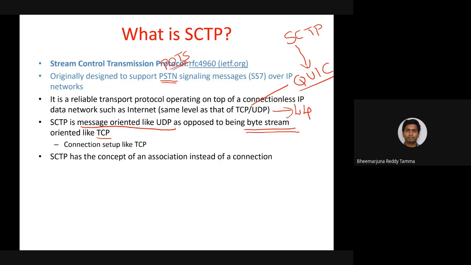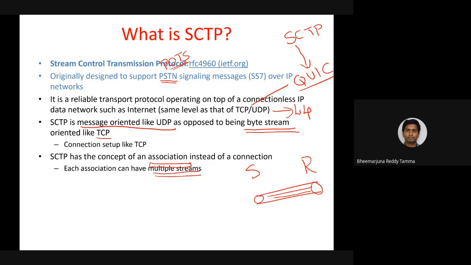And it has some concept of association instead of connection. In TCP, we call it a TCP connection established between sender and receiver. Here we say that we have an association made between sender and receiver, where each association can have multiple streams. So make a note of that. Between sender and receiver, I can create one association. Inside that, I can have multiple substreams or streams going on. It is somewhat similar to multipath TCP, if you have studied about multipath TCP, which also does something of this kind.